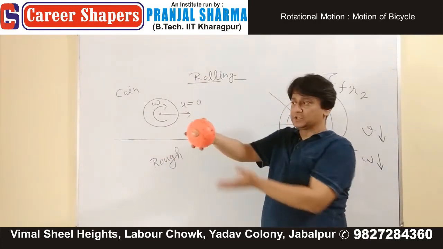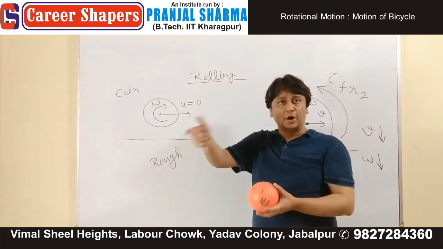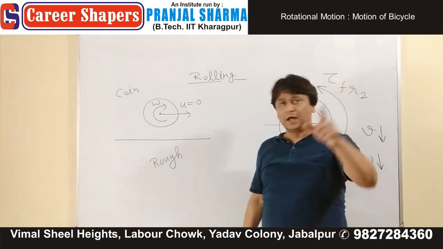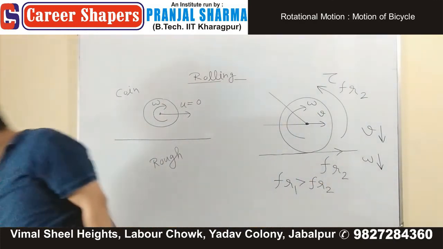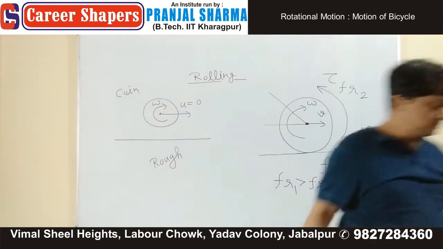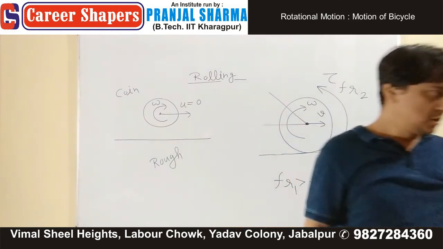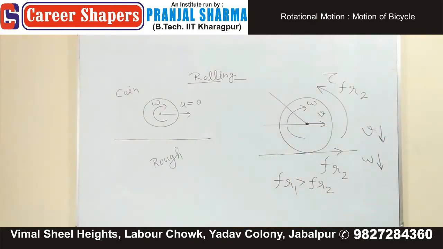So I'm expecting that you create rotation in the coin, and then when you place it over the rough horizontal surface, answer this part. In which direction is this coin going to go? Forward direction or in the backward direction? Answer this first. Once you place this coin over the rough surface, where will it move? Good. It is going to move in the forward direction.